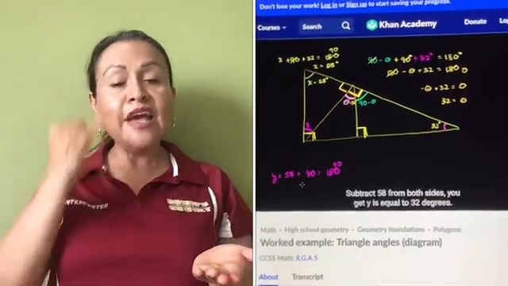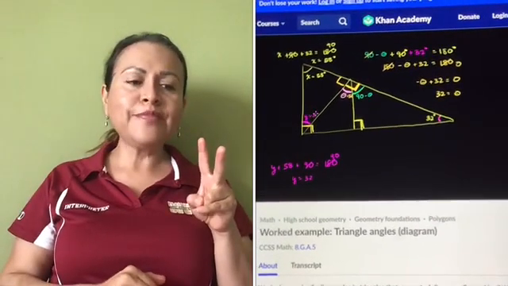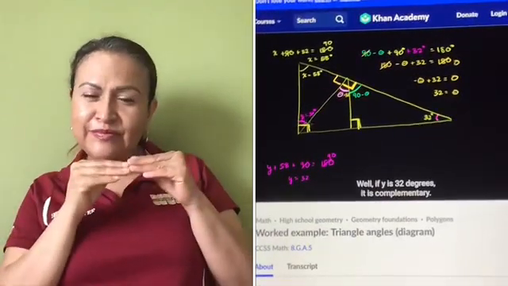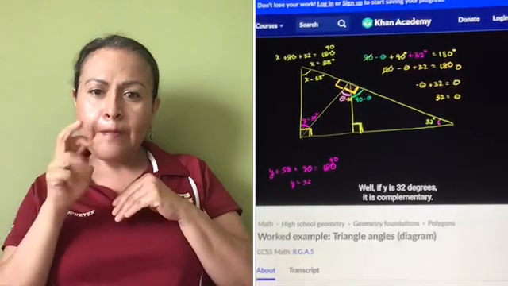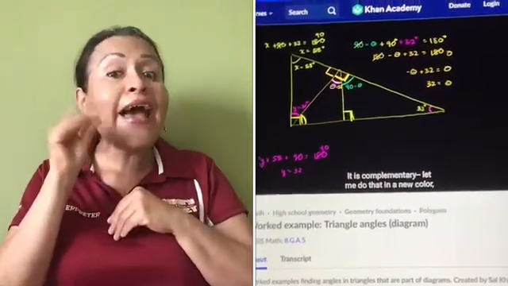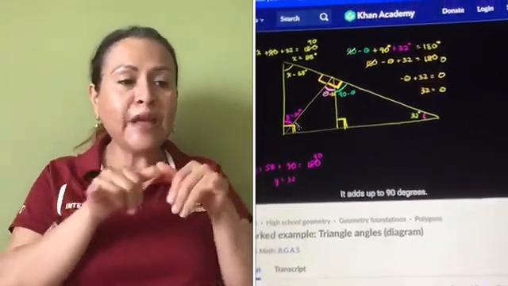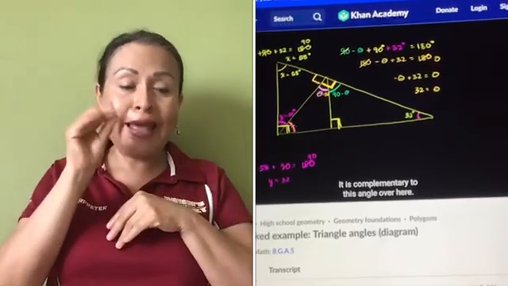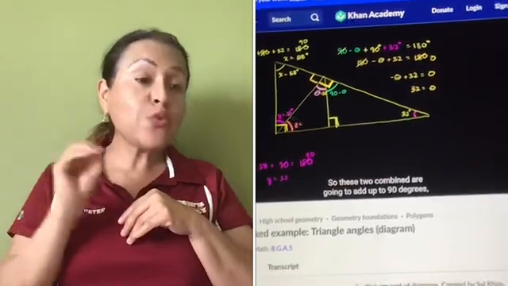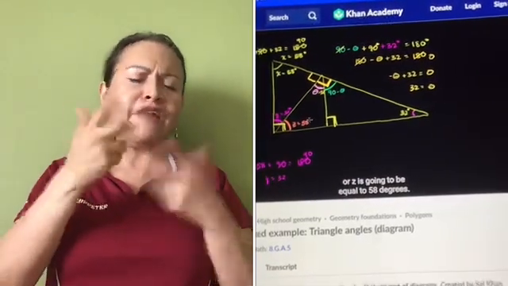Well, if y is 32 degrees, it is complementary to this angle right over here. Not supplementary, it is complementary. It adds up to 90 degrees. It is complementary to this angle over here. We could call it z. So these two combined are going to add up to 90 degrees, or z is going to be equal to 58 degrees. And now we're inside the triangle that we care about to figure out theta that we've already figured out earlier in this video.